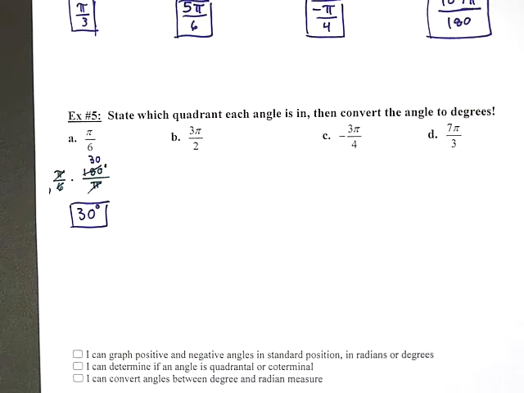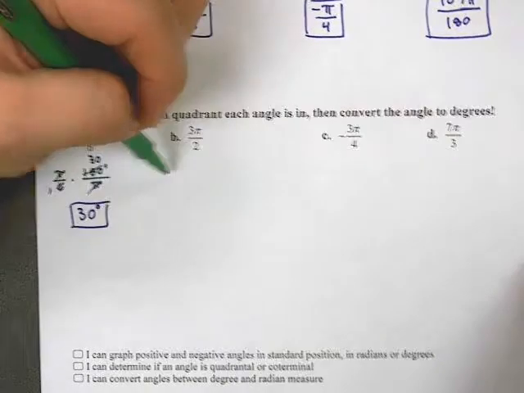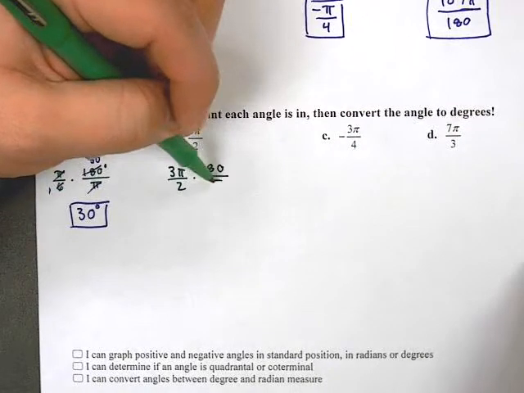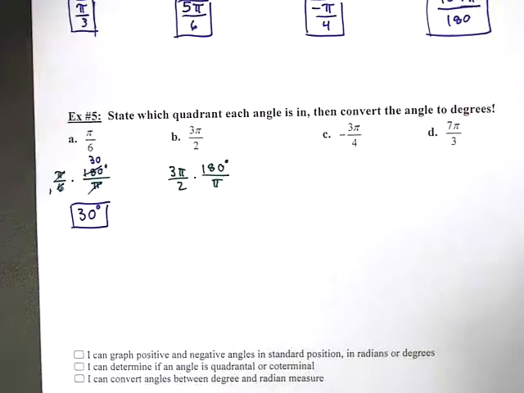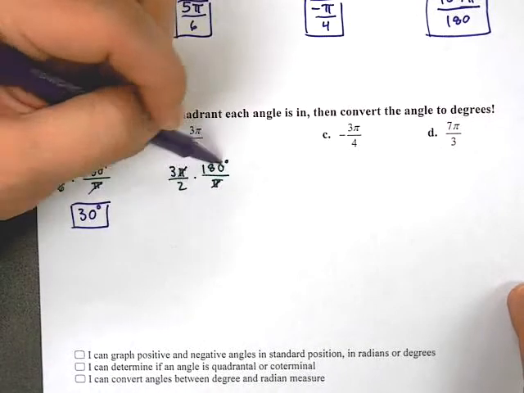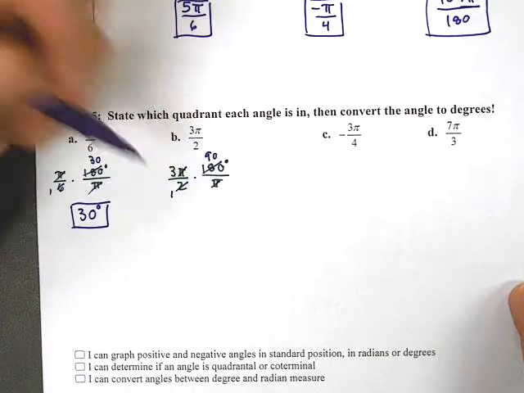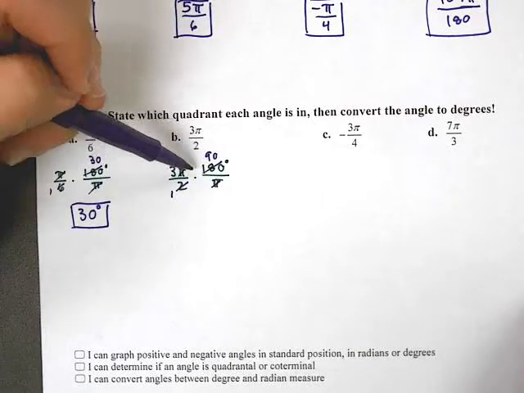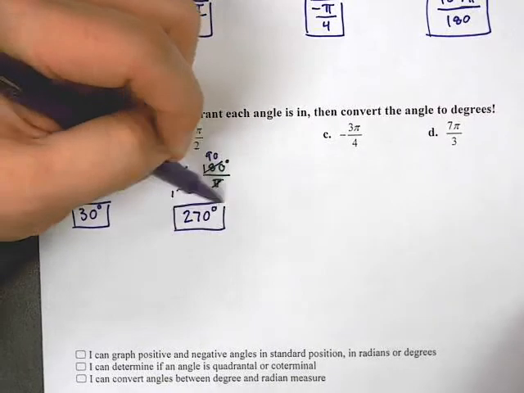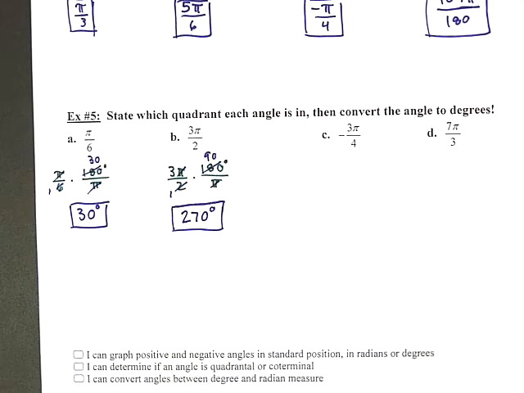All right. If we do the next one, what do we have? 3 pi over 2 times 180 over pi degrees. What happens? Pi's cancel. 180 and 2 go to 90 and 1. But just remember, it's 3 and 90, so this is 270 degrees.